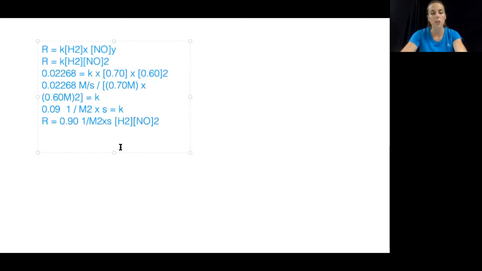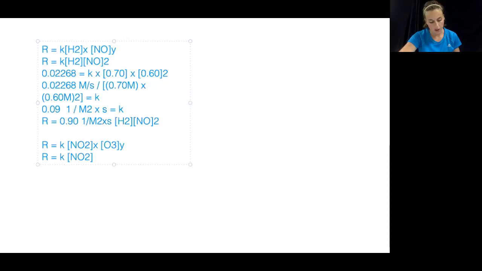So let's write what we do know is that R equals K times the concentration of my first reactant, NO2, to the X power times the concentration of my second reactant, which is O3, and that's to the Y power. Now we need to figure out X and Y. So R is going to equal K times the concentration of NO2. Let's look and see if we can figure out X. So I'm looking to see a trial in which the concentration of NO2 is changing and the concentration of O3 is staying the same.